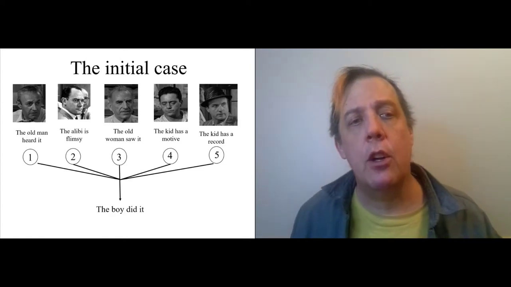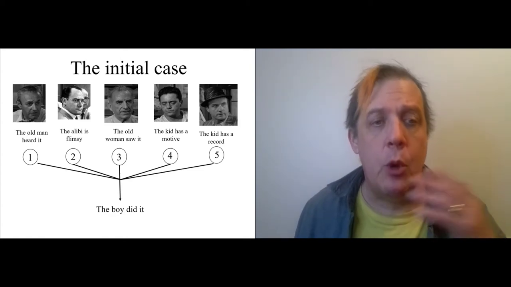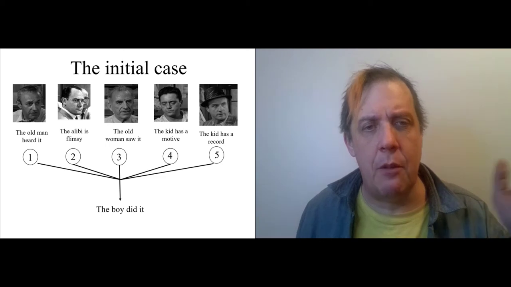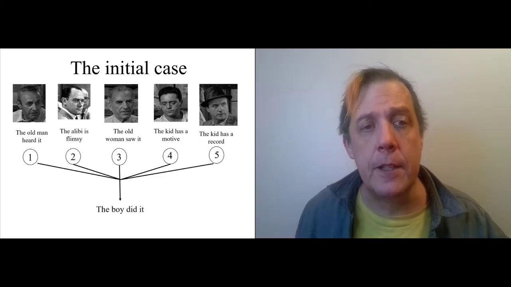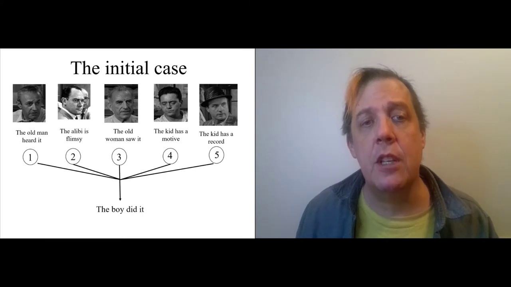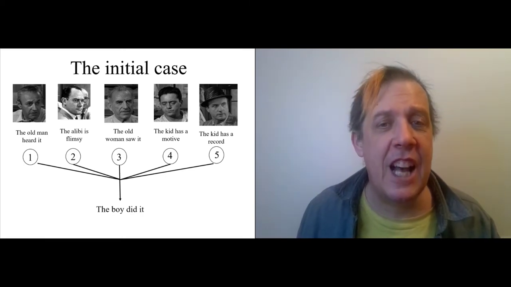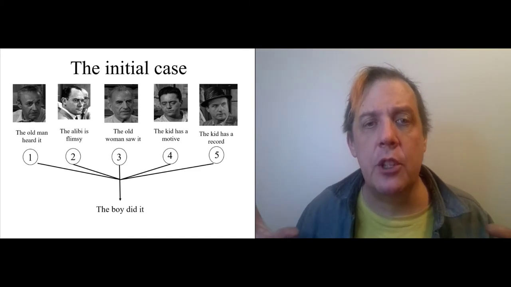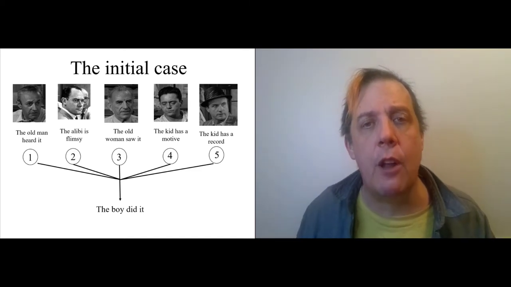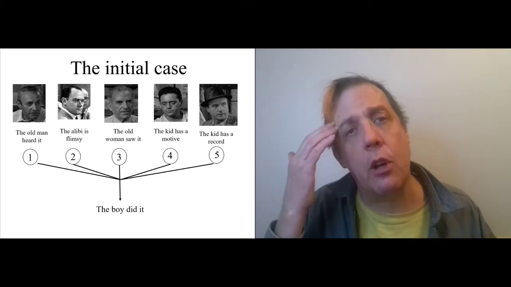I'm numbering the statements, not the jurors here. Statement 1, the old man heard it. The alibi was flimsy. The old woman saw it. The kid had a motive, and the kid had a record. Right? That's what you hear when they first go around the table and they all give their initial arguments.